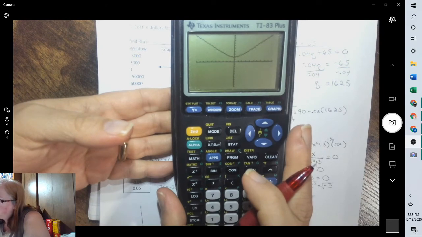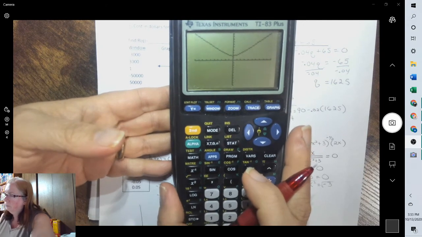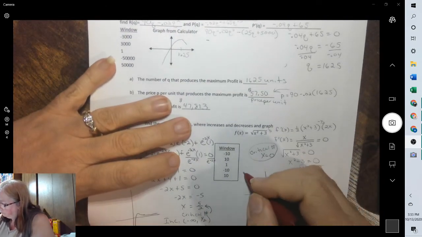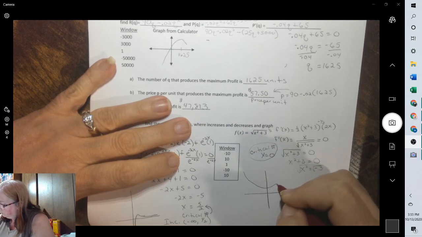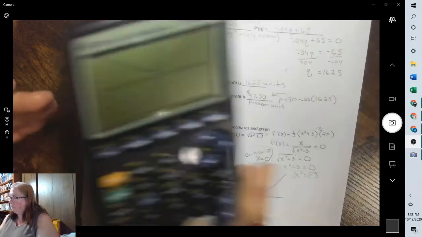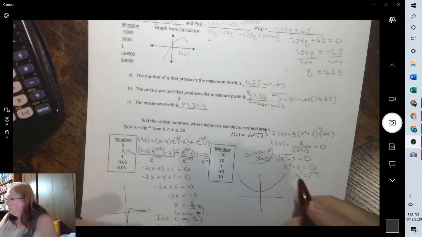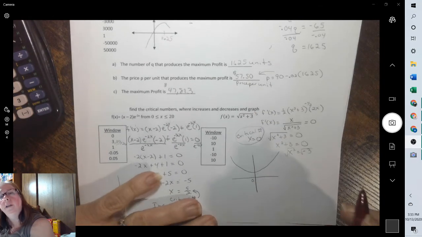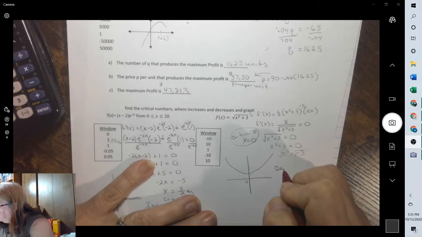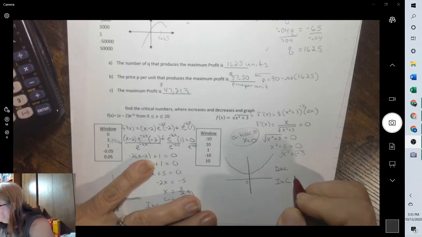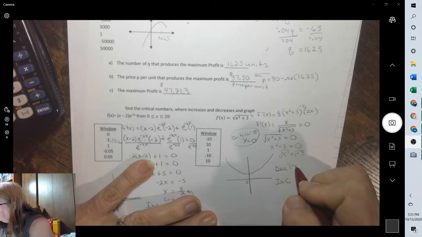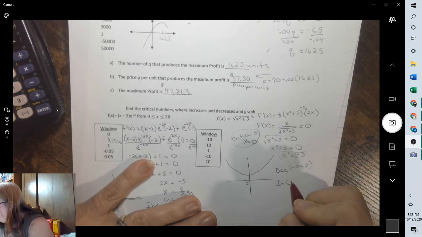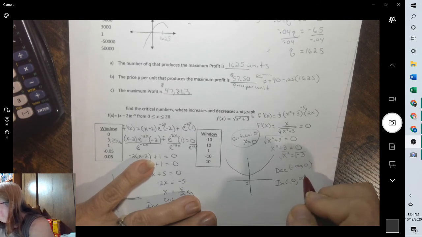And that resembles a parabola. Not like that. And the increasing and decreasing change at 0 because that was our critical value. So it's decreasing and then it increases. It decreases till it hits 0. And then it increases from 0 to infinity.